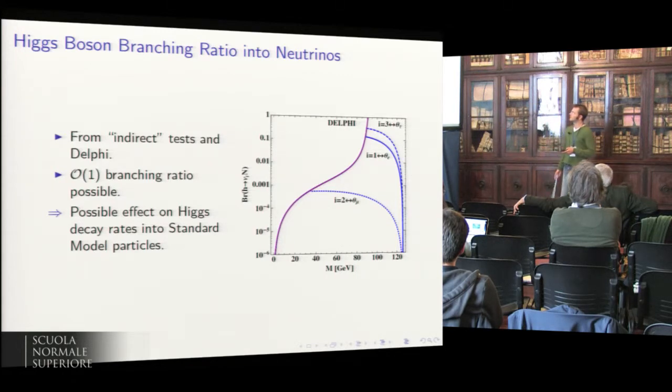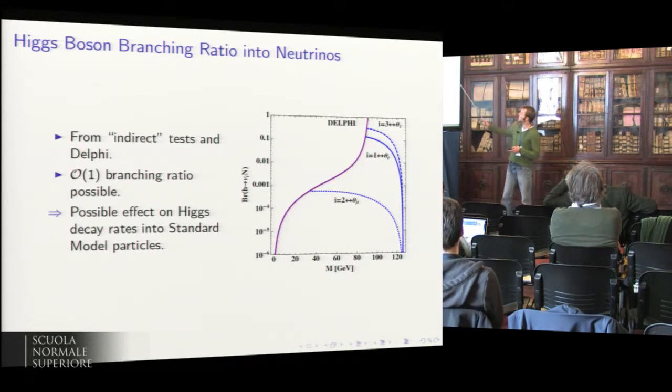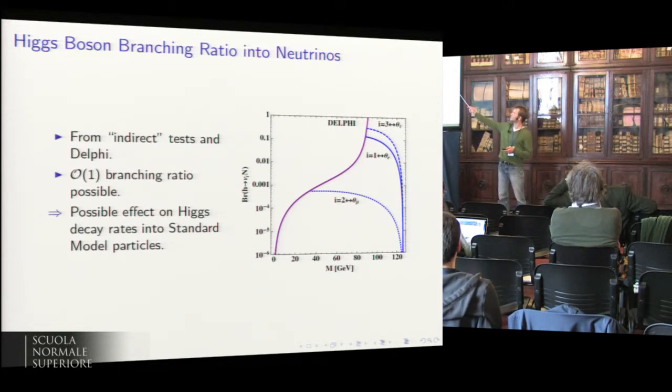This is a straightforward result that you can get from the plot from before, because I've shown you the Higgs branching ratio into sterile neutrinos, or neutrinos, sterile and light and heavy one each, and we can translate these bounds from before straightforwardly into Higgs branching ratios. So we see that even order one branching ratios of Higgs to sterile neutrinos are still possible, which we're actually testing at the LHC in this very narrow mass range, but we are testing them.